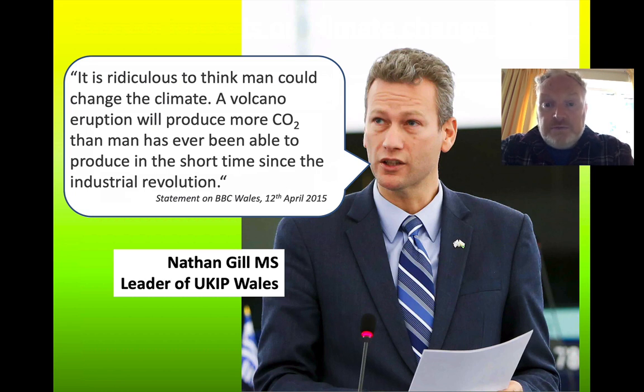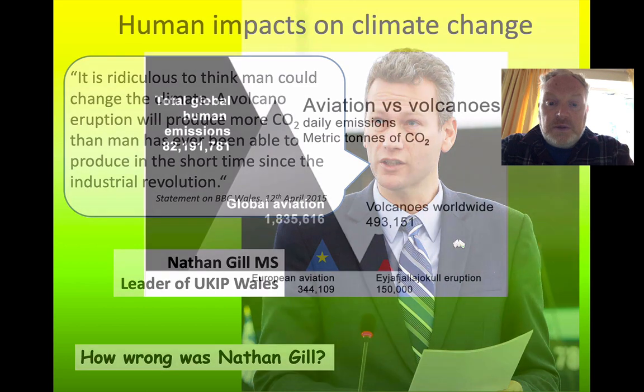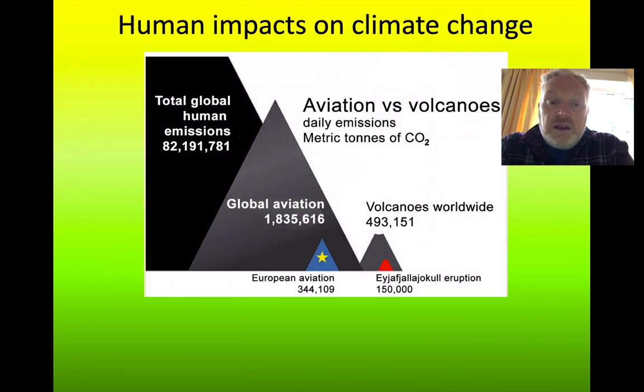What I'd like you to do is prove how wrong Nathan Gill was. I want us to actually look at the data for this. This is a measure of different sources of carbon gases into the atmosphere, looking at natural and human. Can you work out just how wrong he was? How much bigger is the annual emissions of carbon gases from humans compared to volcanoes?